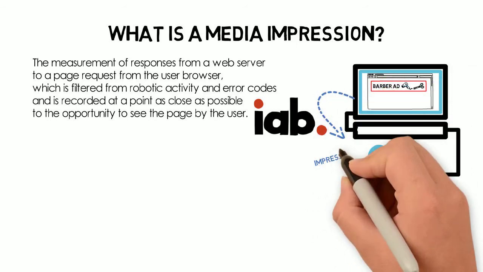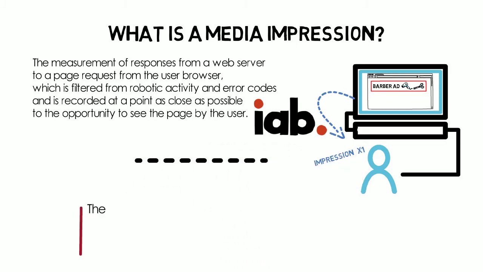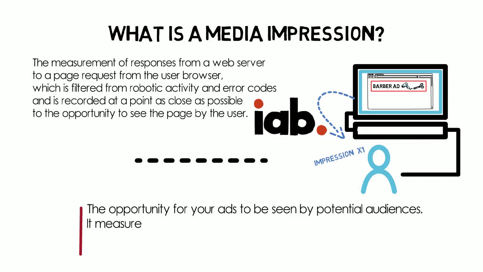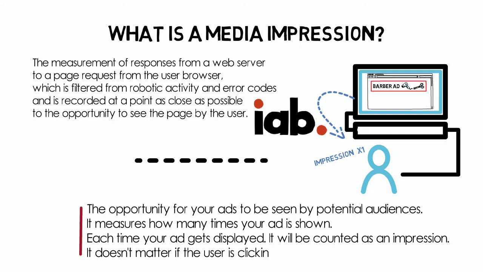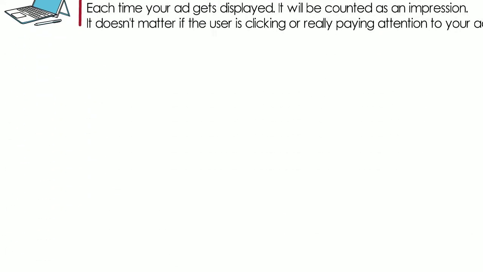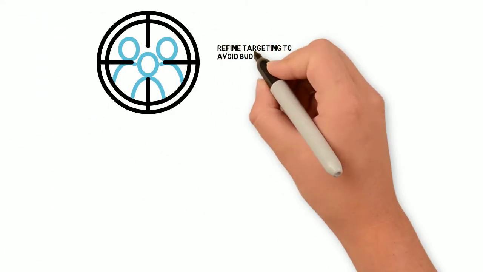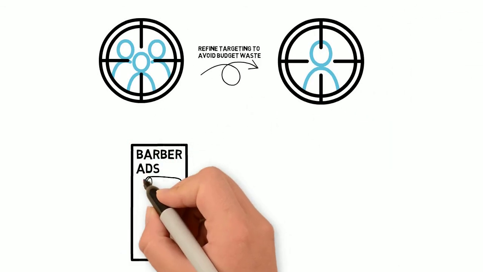own video. My more down-to-earth definition of impression is that it's the opportunity for your ads to be seen by potential audiences. It measures how many times your ad is shown. Each time your ad gets displayed, it will be counted as an impression. It doesn't matter if the user is clicking or really paying attention to your ads. You can adjust audience targeting or serve as many viewable impressions as possible to minimize budget waste.